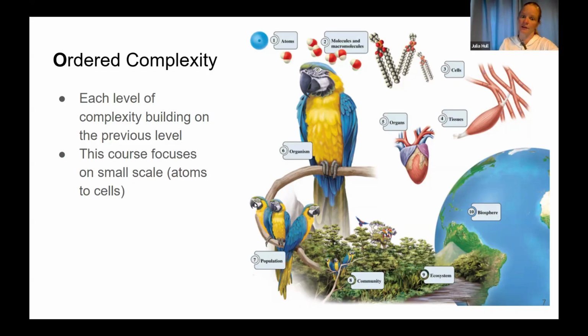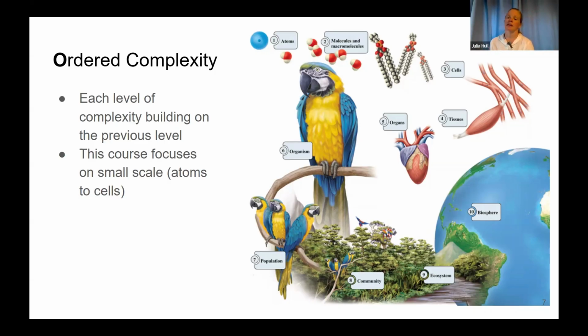Then we can get even more specific and look at just all of the individuals of a population. So we're looking here just at the parrots, or we can zoom in a little bit closer and look at what's going on with just one single individual at the organism level. And then each organism is composed of organs. Each organ is composed of tissues. All tissues are composed of cells. Cells are composed of molecules and macromolecules. And then our smallest scale is what's going on at the atomic level.